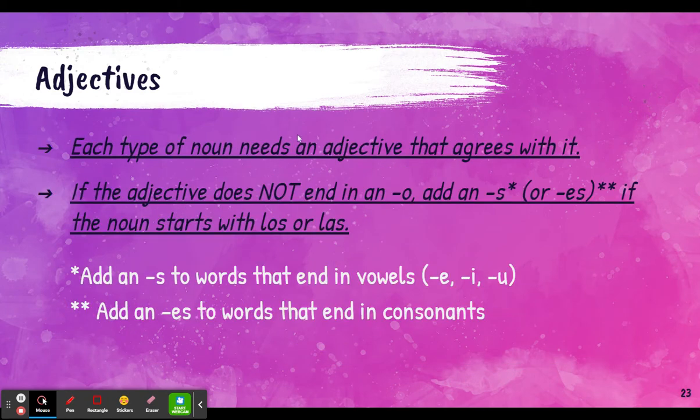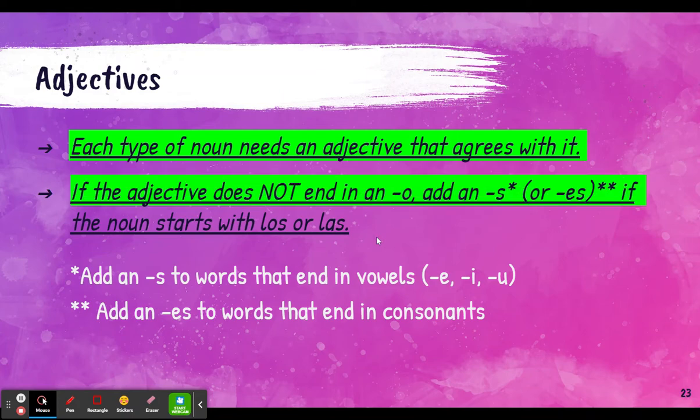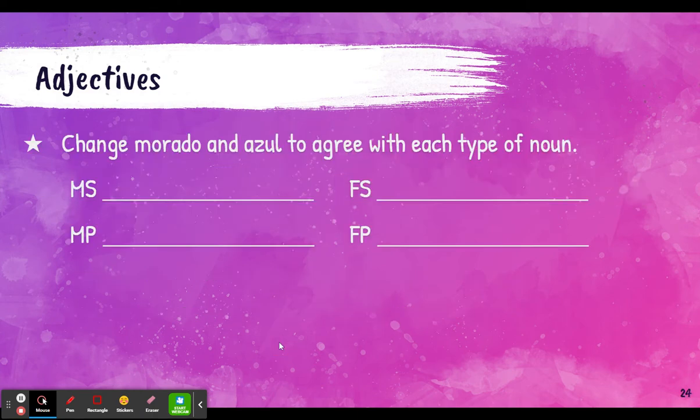Remember, each type of noun needs an adjective that agrees with it. Go ahead and highlight that right now. And if the adjective does not end in an O, add S or ES if the noun starts with los or las. And go ahead and highlight that. Again, you add S to words that end in vowels and ES to words that end in consonants. Essentially, if you have a plural noun, you need a plural adjective.